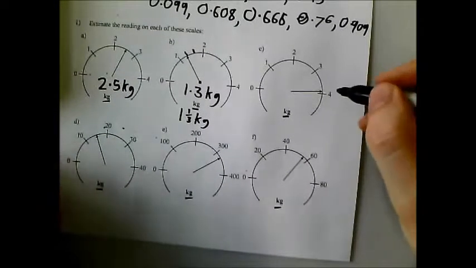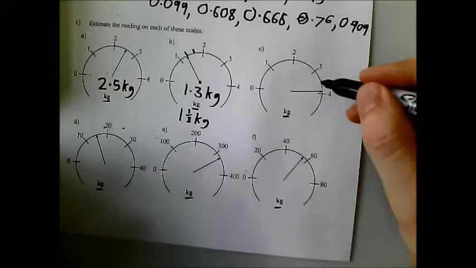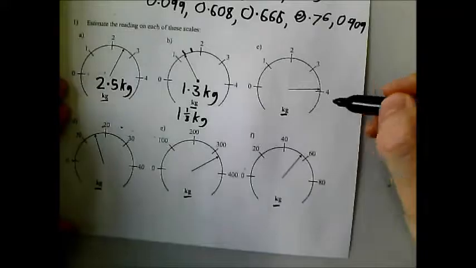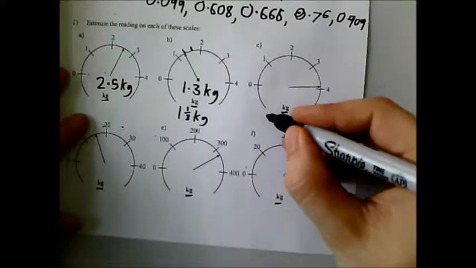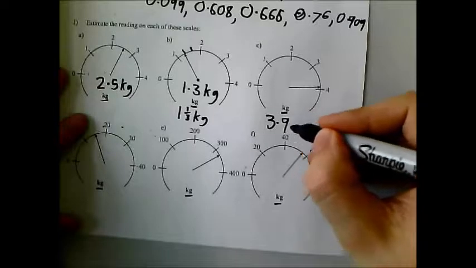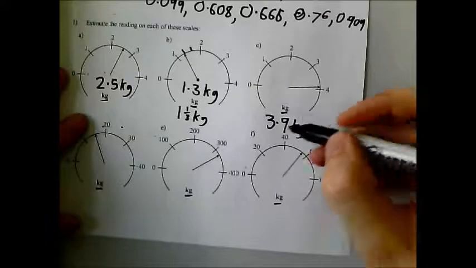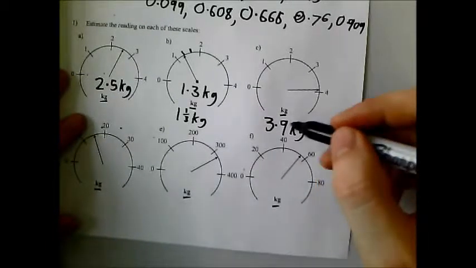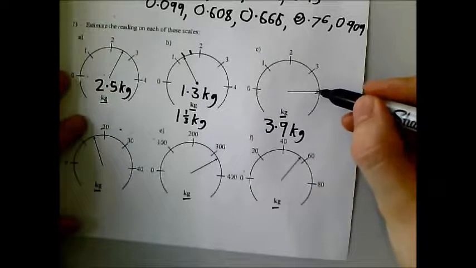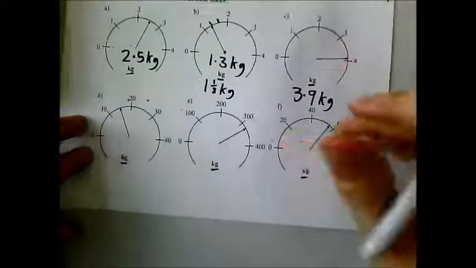Okay, this one, this is very much an estimate. So here it's just slightly smaller than 4 kilograms. So I could say that's just smaller than 4, 3.9 kilograms. If you said 3.8, that's okay. Anything less than that's probably a bit too much. Okay, so 3.9 kilograms, it's just smaller than 4.